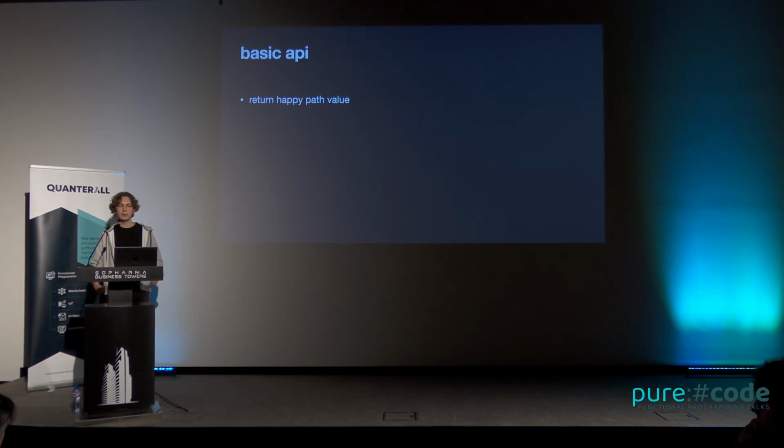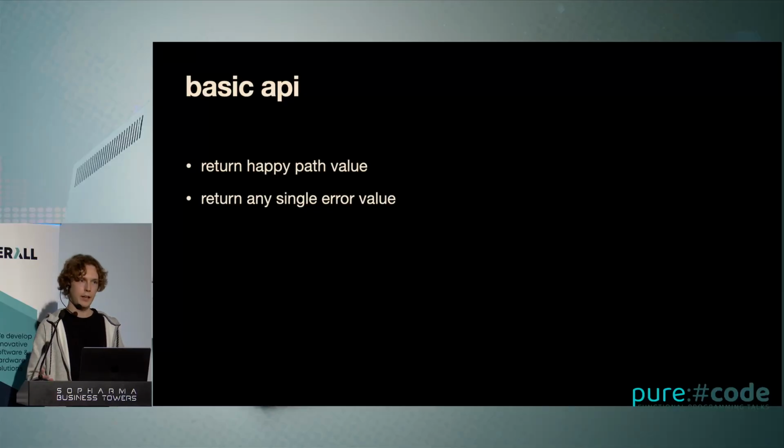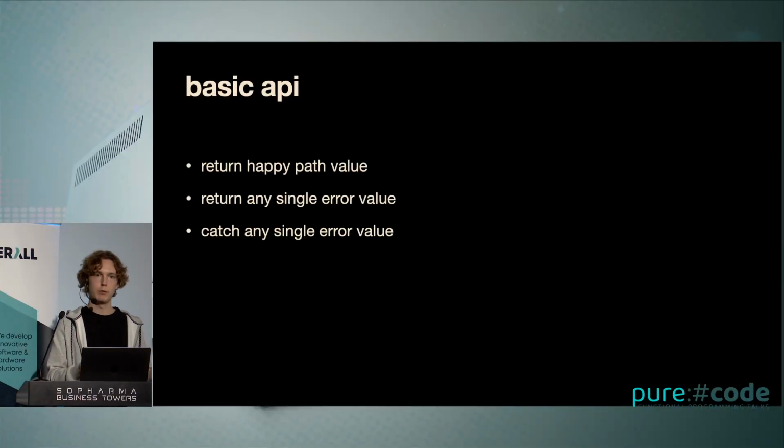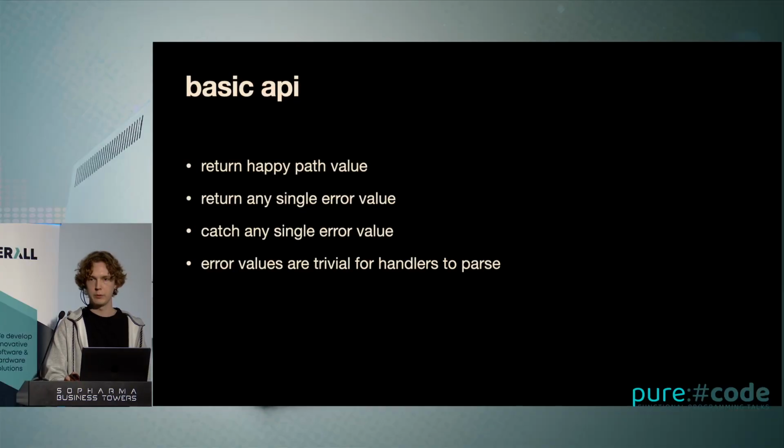So first off, we need to be able to return a happy path value. Everything went right, here's the value, return value. We want to be able to return any single error value. You can think of this as throwing an exception or returning an error tuple in Elixir or what have you. We want to be able to catch any single error label and leave everything else for upstream to handle. And we want the errors to be absolutely trivial for the error handlers to parse. So this is basically what you get in any language, if you think about it. This is not hard stuff.